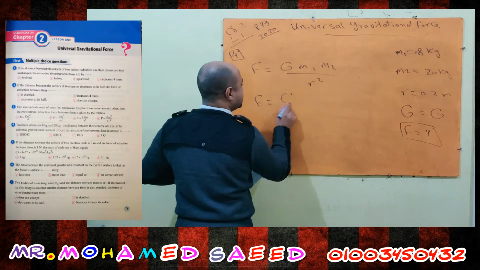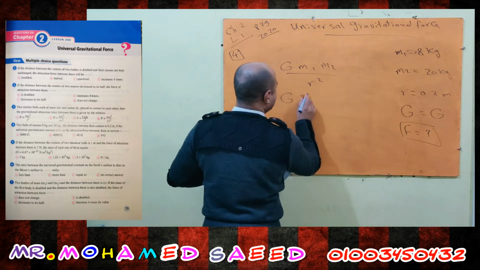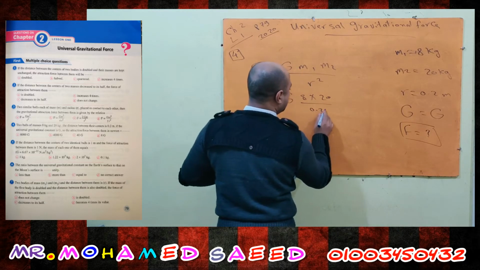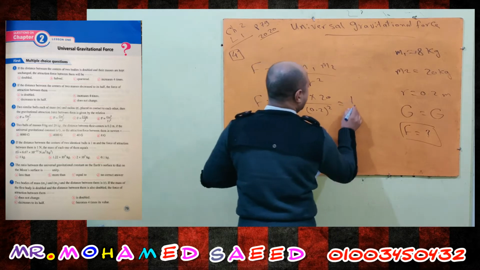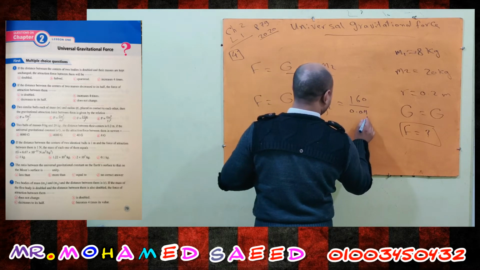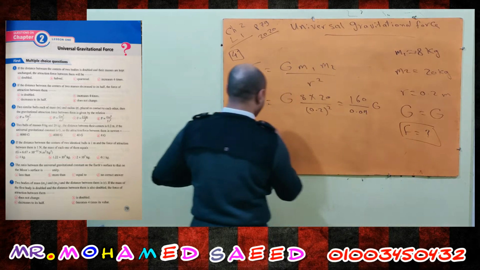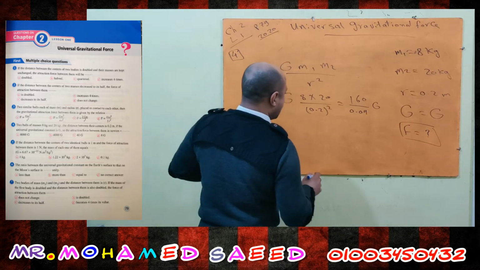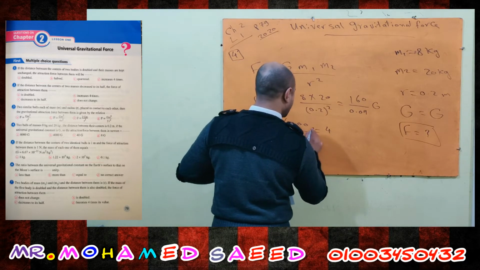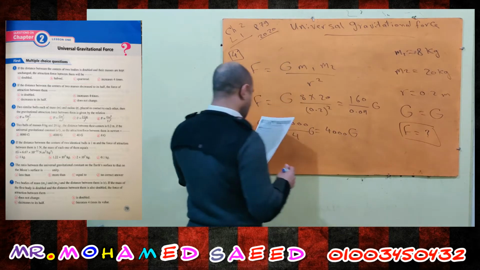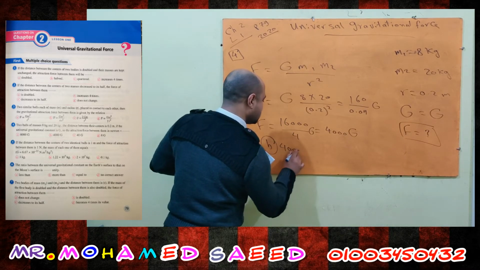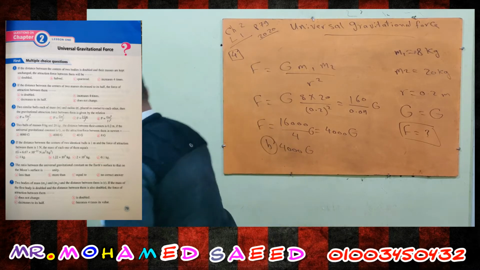So F equals G, M1 equals 8 times M2 20 over R squared, 0.2 square. 160 over 0.04 G. So F equals 4000 G. So the true answer is B, 4000 G. Okay, the next question.